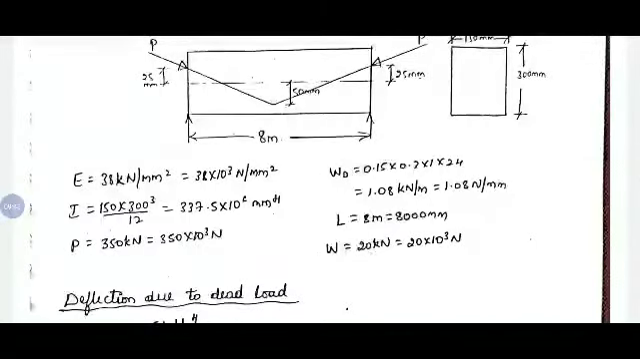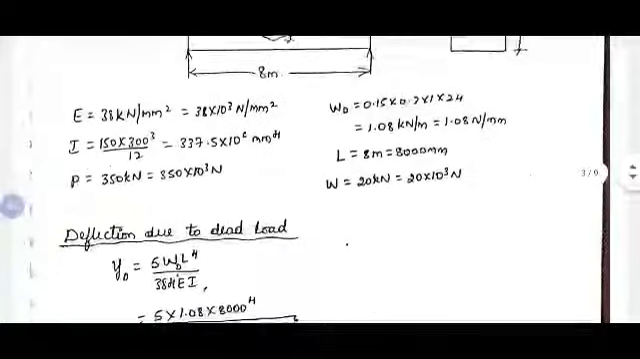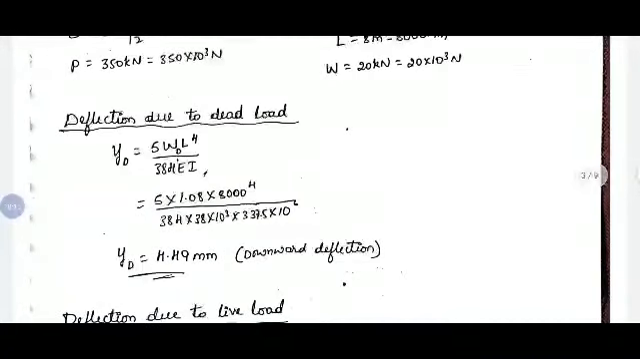So let us take down the given data. E, modulus of elasticity, moment of inertia BD cube by 12, P 350 kilonewton is given, dead load cross section into density, we will get 1.08 kilonewton per meter, length 8 meter, W 20 kilonewton. Remember, it is a concentrated load. Now first let us calculate deflection due to dead load. Dead load is a uniformly distributed load, UDL. For UDL we have a formula, YD equals 5WL power 4 by 384 EI. On substituting the values, we will get deflection due to dead load as 4.49 mm.